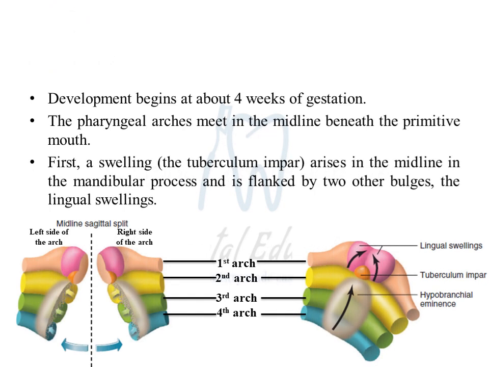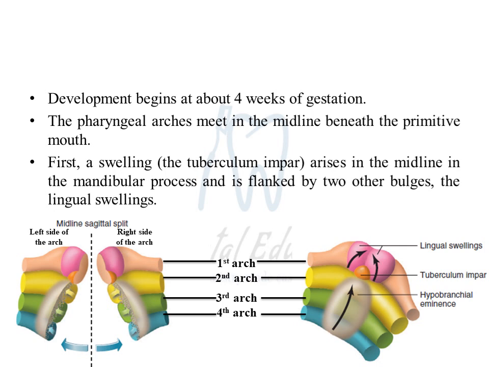What do we see? The tongue starts to develop at the fourth week of gestation. That means the fourth week of embryonic life. So, what happens initially? We have four pharyngeal arches, the first four pharyngeal arches, which are basically involved in the development of the tongue.